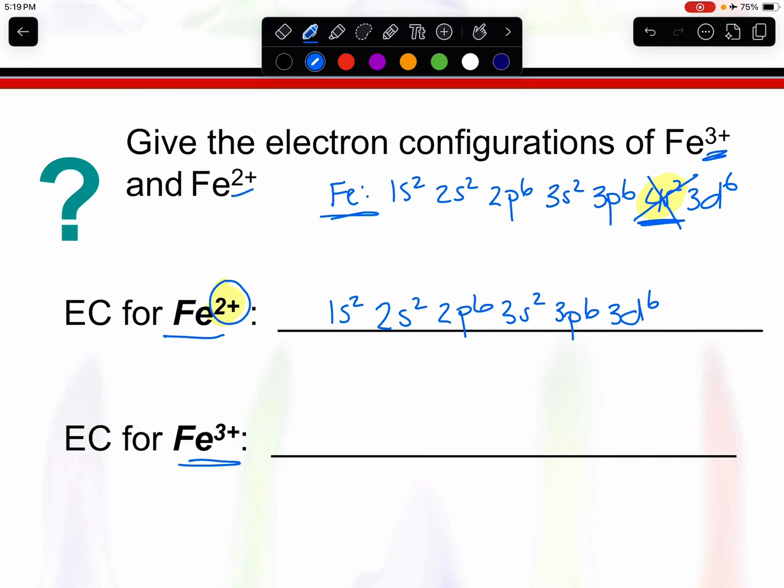Now, Fe plus 3 is still going to lose this as well, but it's also then going to lose one of these, okay? So this now becomes 1s2, 2s2, 2p6, 3s2, 3p6, I'm writing too fast here, 3d5, okay? So after it removes the valence electrons from that s shell and you need to remove some more, you then continue to remove from that d.